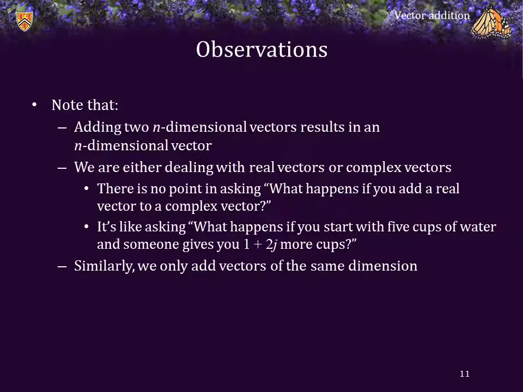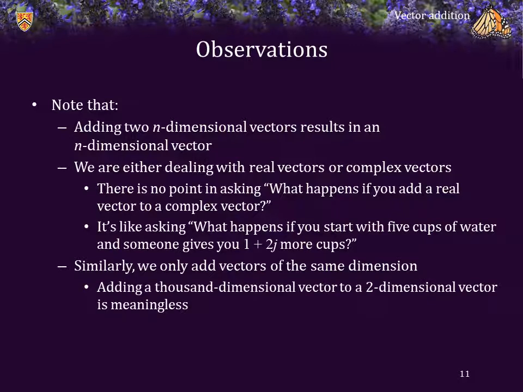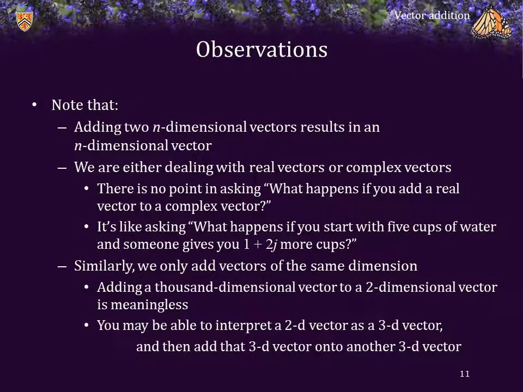Now, similarly, we can also only add vectors of the same dimension. That is, if they have the same number of entries in them. Like adding a 1,000-dimensional vector onto a 2-dimensional vector is completely meaningless. Now, it may be possible to interpret a 2-dimensional vector as a 3-dimensional vector, and then add that 3-dimensional vector onto another 3-dimensional vector, but that requires interpretation. We never will simply arbitrarily add a 2D vector onto a 3D vector.